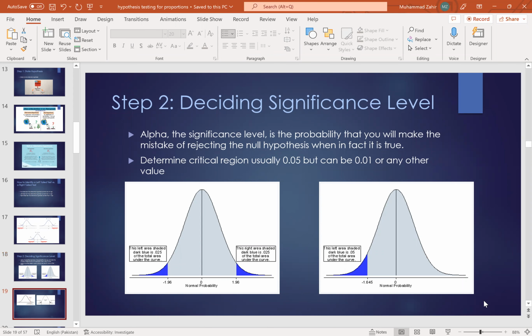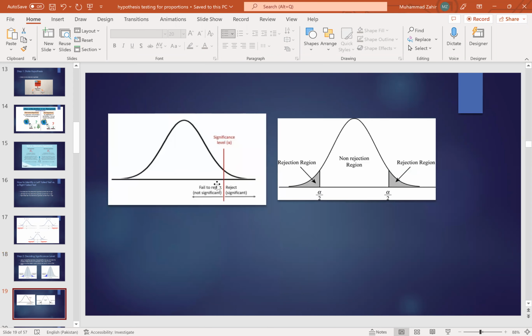If we draw a curve, you can see its significance level is over here. So if our value comes over here, we fail to reject. And if it comes over here, it is reject, it is significant. So this is the rejection area and this is the non-rejection area or acceptance region.